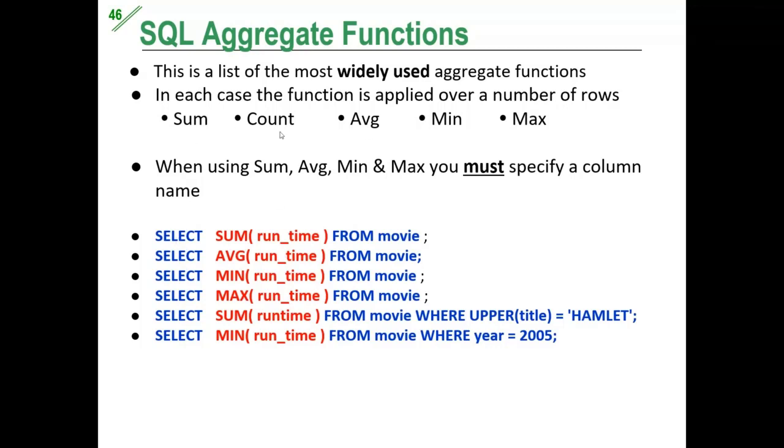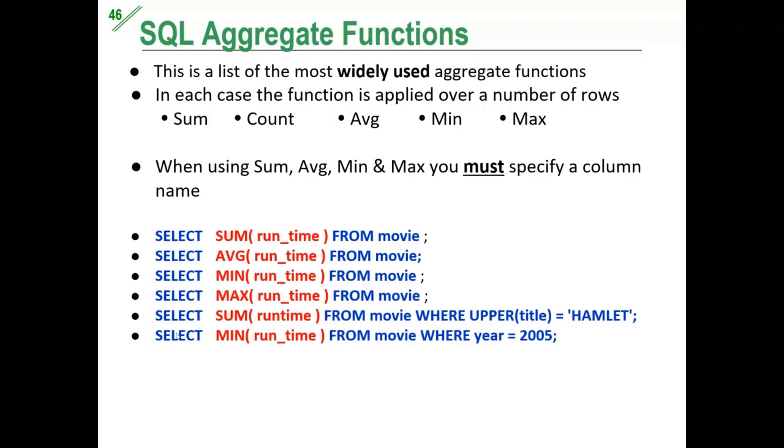Now remember, when you use the sum, average, minimum, and max functions, you must specify the column name, right? Because it doesn't make sense if you don't specify a column when you use these functions, because we need to focus on a particular column in order to calculate the average, find the minimum value, find the maximum value, or find the total sum. Of course, the count function doesn't need that, because we can count the number of rows in the whole table, or maybe focus on a certain column, right? Right, so this is how we use it.